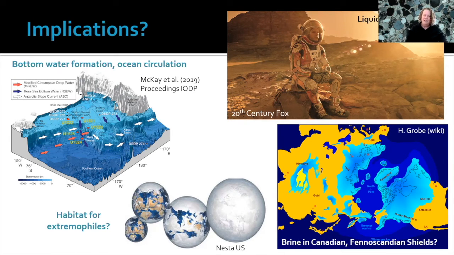There's also a lot of interest in liquid water on Mars, brine, and perhaps this information from Antarctica can help us understand the origin, distribution, and significance of liquid water on other planets. One reason this brine is so exciting on Mars is because it could potentially serve as a refuge for life. And so could such brine provide a habitat for extremophiles? And are there implications for snowball Earth and life living through those events?